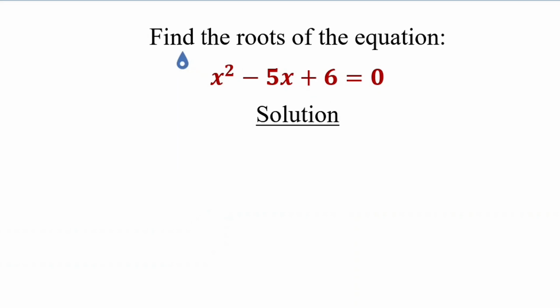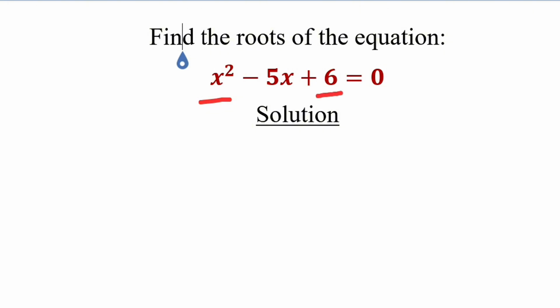Good day everyone. Today we shall be looking at the solution of this quadratic equation x squared minus 5x plus 6 equals 0. Now when you are solving a quadratic equation by the factorization method, the first thing you must consider is you look at the leading term, which is x squared, and as well the constant term, which is 6.